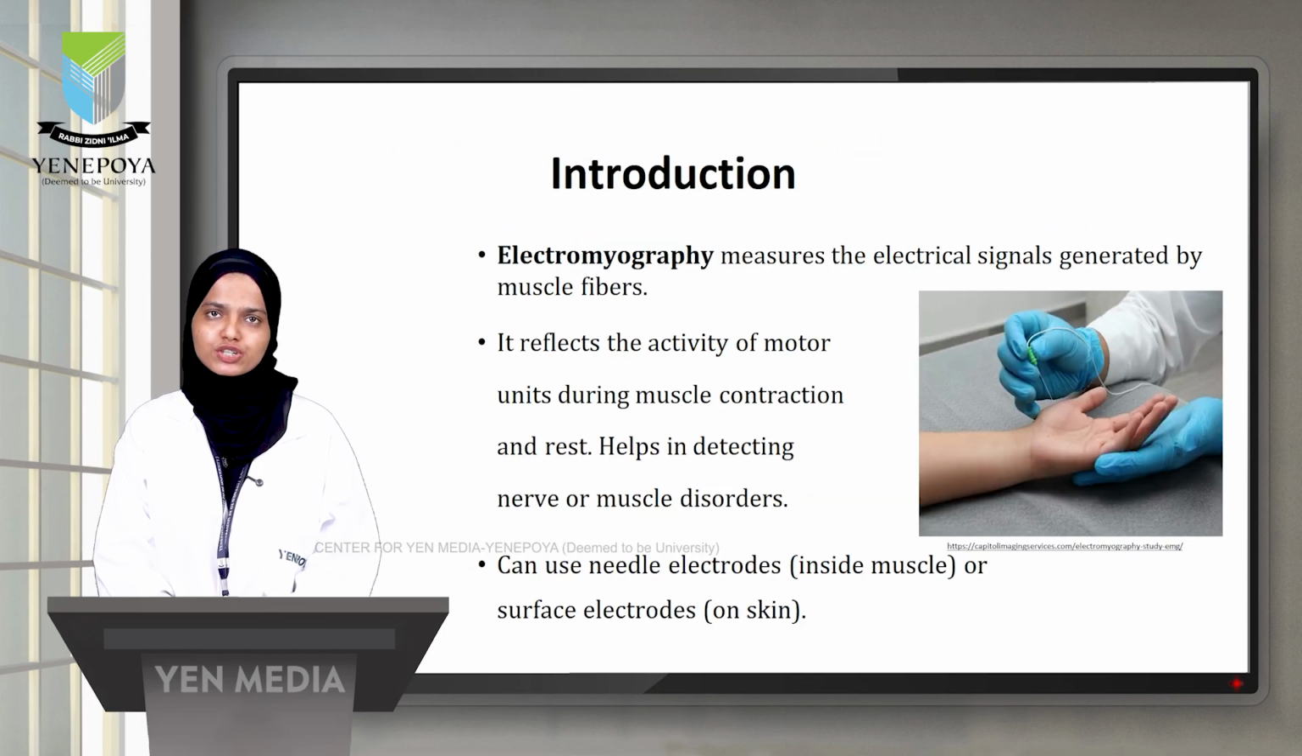Let's look into the introduction. What is electromyography? Electromyography measures the electrical signals generated by the muscle fibers. It shows the activity of motor units during muscle contraction and when the muscle is at rest. It helps in detecting nerve or muscle disorders. Both needle electrodes or surface electrodes can be used. The needle electrode is inserted into the muscle for recording, and the surface electrode is placed on the skin.